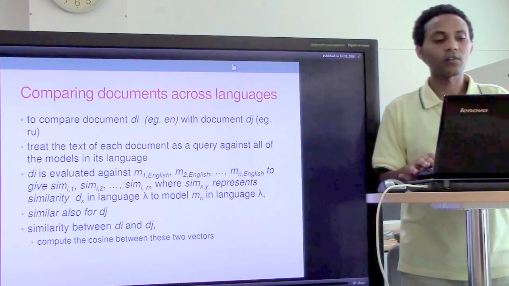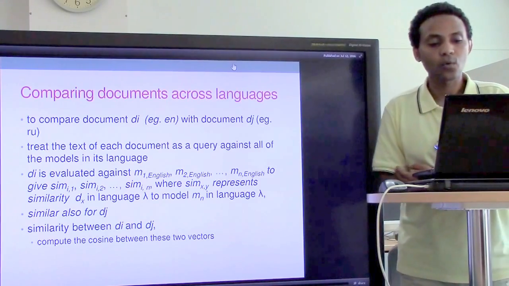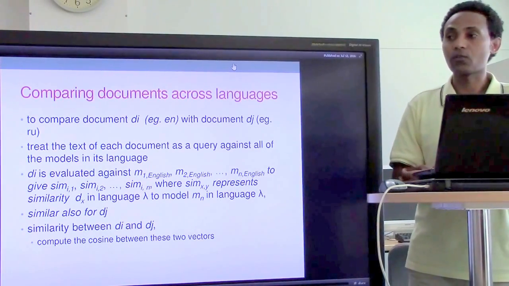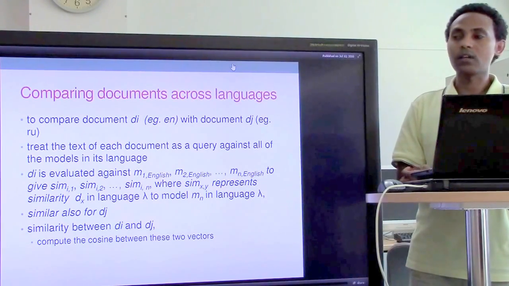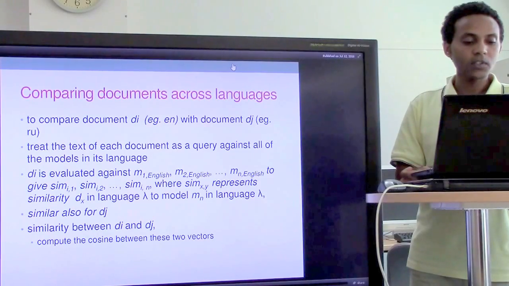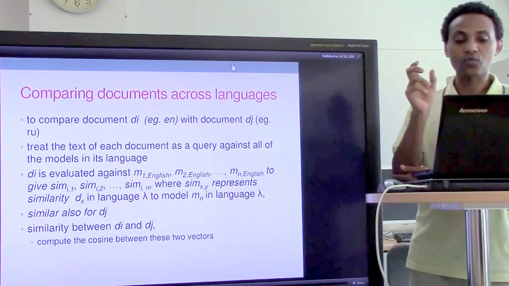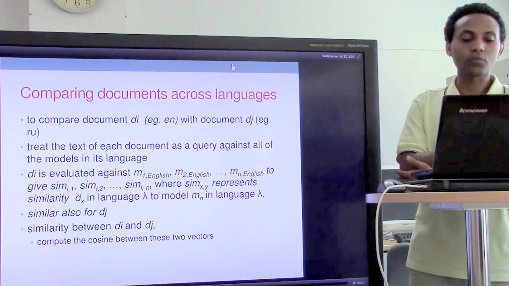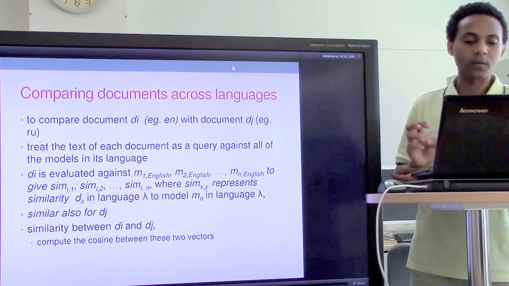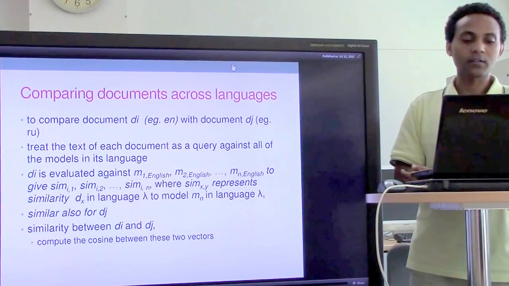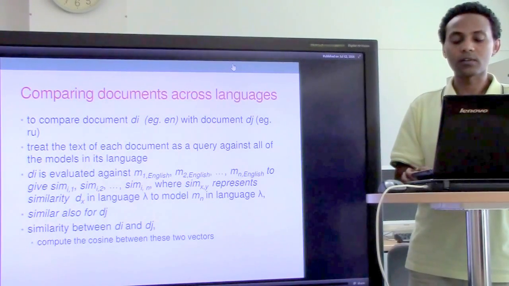So comparing documents across languages. To compare documents, for example, document DI, which may be written in one language like English, with another document, document DJ, for example, in Russian. They treat the text of each document as a query against all the models in its language. So DI is evaluated against M1 in English. So M1 is maybe one verse, M2 is another verse. So the whole document will be compared. They will make models for every verse, which we mentioned in the previous slides, more than 31,000 verses.